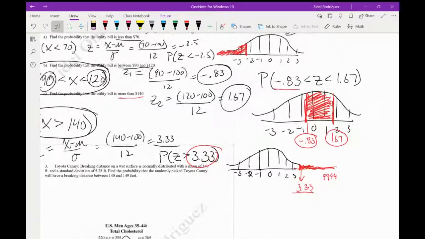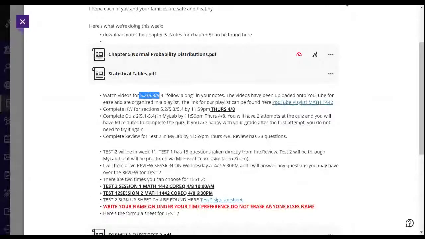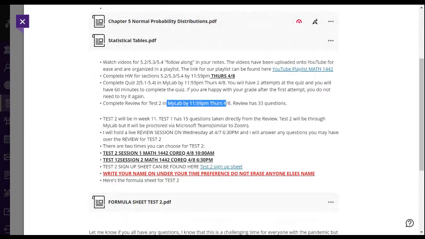Just to give you a heads up, for this week, you should be doing 5.2, 5.3, and 5.4. And then next week, we're going to take a test on Thursday. I shared all that information with you. The 5.2, 5.3, and 5.4 are basically due by midnight on Thursday, as well as the review. And then the test is going to be next Thursday as well.